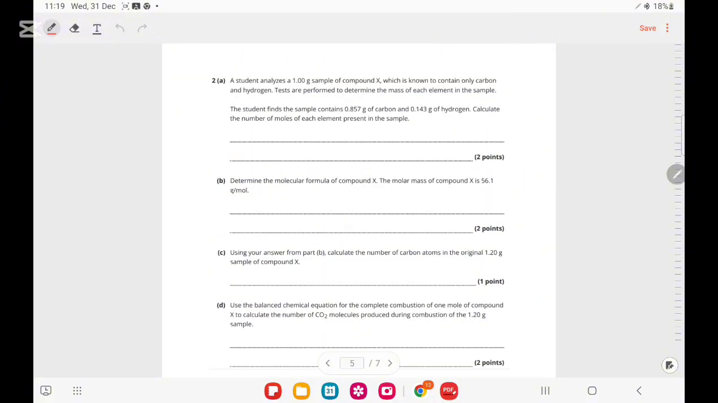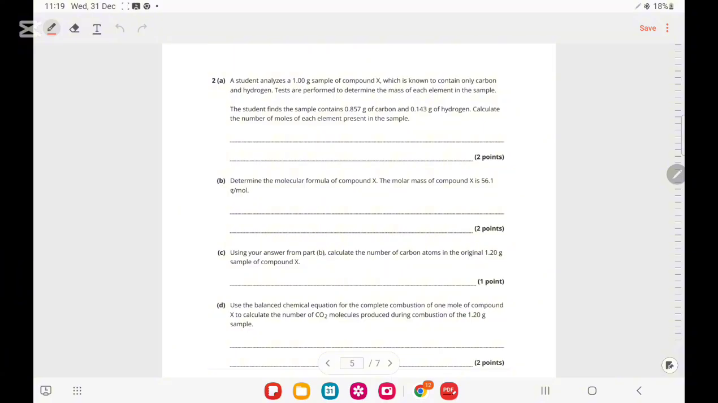So in this question, a student analyzed a 1 gram sample of compound X, which is known to contain only carbon and hydrogen. Tests are performed to determine the mass of each element in the sample. And the students find that the sample contains 0.857 gram of carbon and 0.143 gram of hydrogen. Calculate the number of moles.